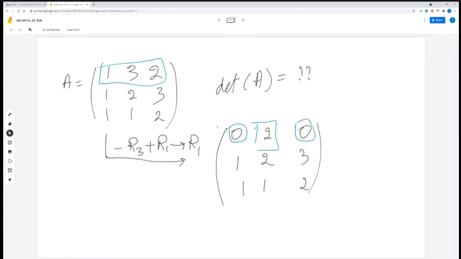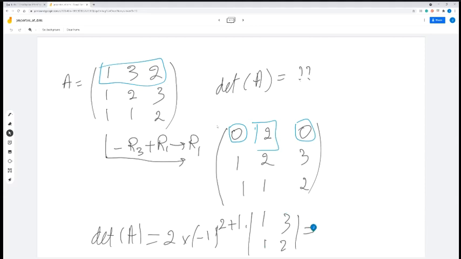So what is the determinant of A? It's going to be 2 times -1 to the power 2 plus 1, times the minor. What is the minor? Remember, we need to remove the second column and the first row. This is the minor 1, 3, 1, 2. So this is 2 times -1 to the power 3, so it's -1 times 2. It's -2 times (1 times 2 minus 1 times 3). So it's -1 and -2, so it's 2. Just that's it. The determinant is 2.